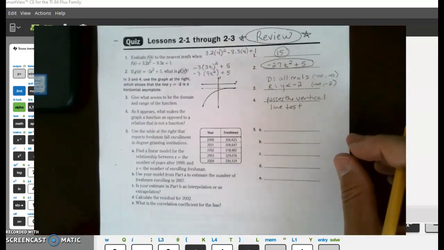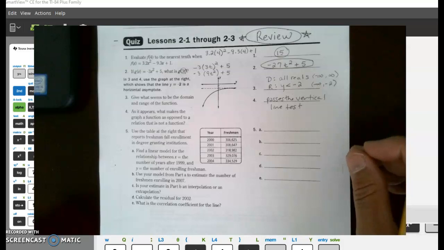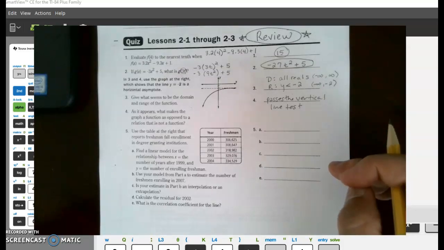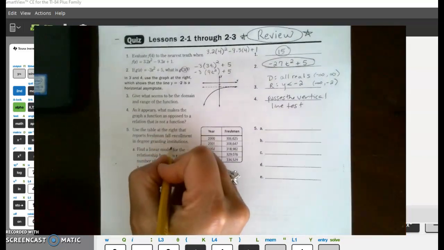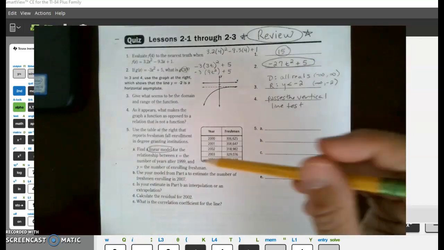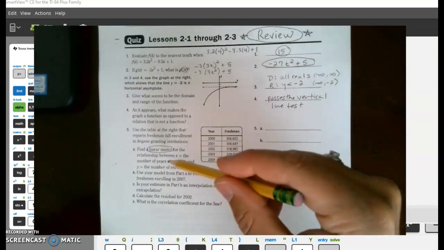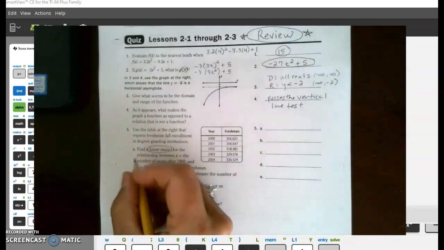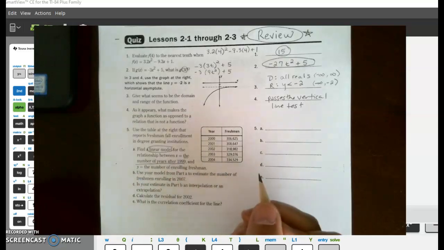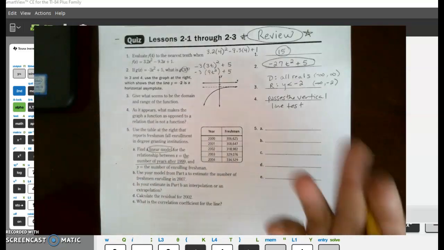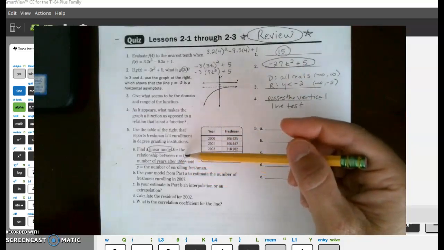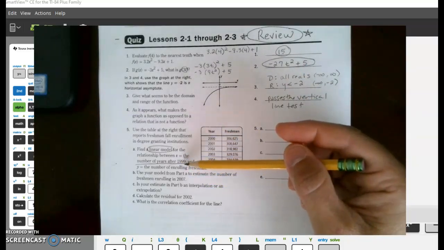Use the table at the right that reports freshman fall enrollment in degree granting institutions. Find a linear model for it. So linear model, so we're going to do linear regression for the relationship between x equals the number of years after 1999. That's really important. They're not starting at 2000 for x. I'm not really sure why. I think it's mostly because they want to make sure we're reading the problem carefully. So x is the number of years after 1999.